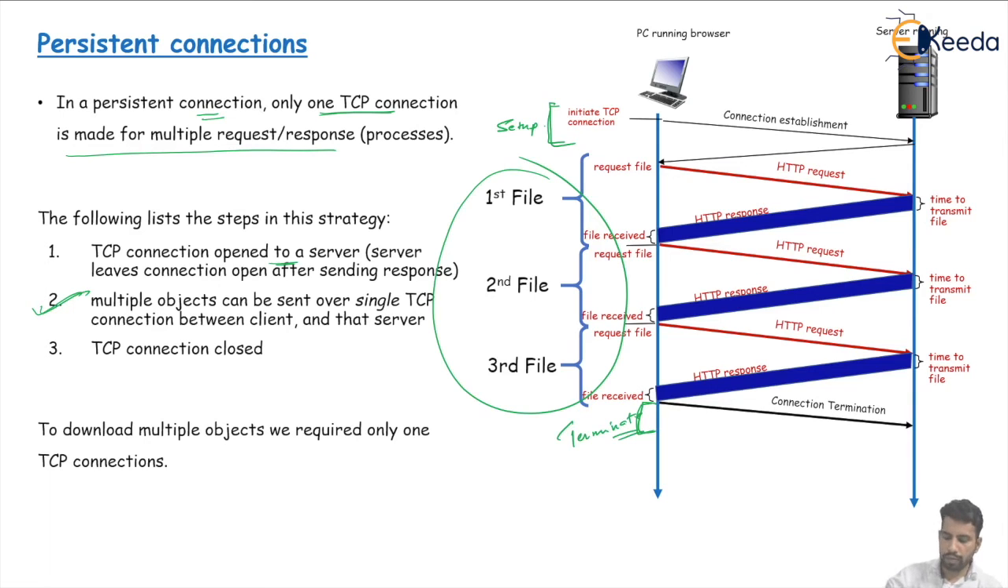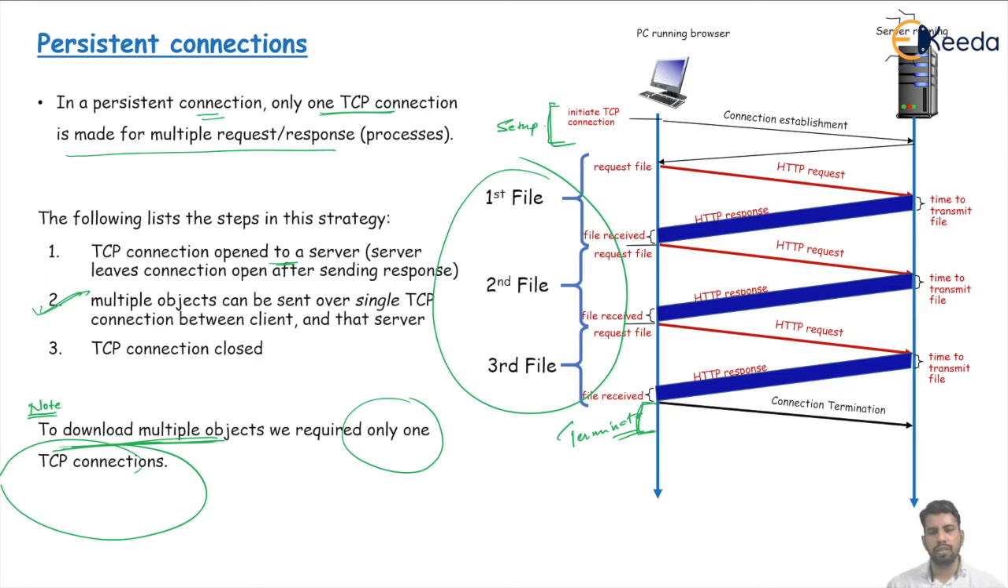Okay, here the important note is only one. If you want to download multiple objects or multiple requests, only one TCP connection is needed. Because of this, there is less overhead in our communication between the client and server. Very less overhead. Okay, so this is the main difference between the non-persistent and the persistent connections.